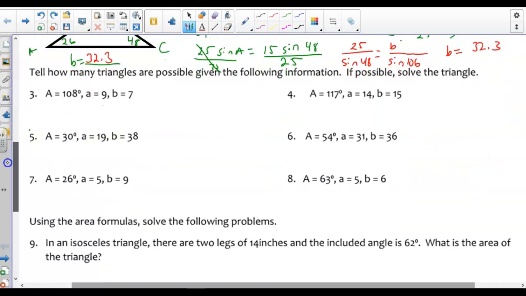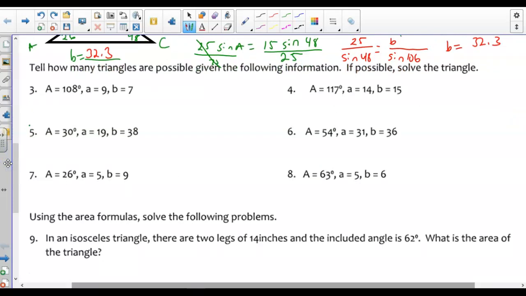Now, down here, for the next 6 problems, let's just tell how many triangles are possible given the following information, and whether it's possible to solve the triangle, excuse me. With this one, I'm going to do this on another page because some of these I've got to solve. Well, let's review, and then let's just determine how many triangles there are, then I'll solve them.